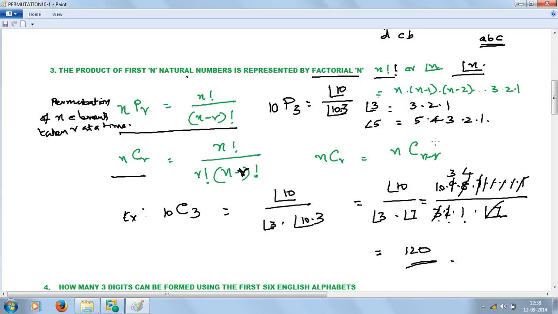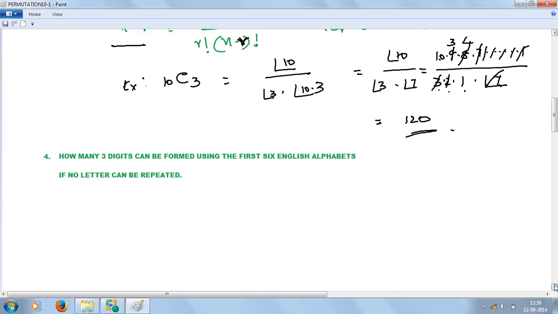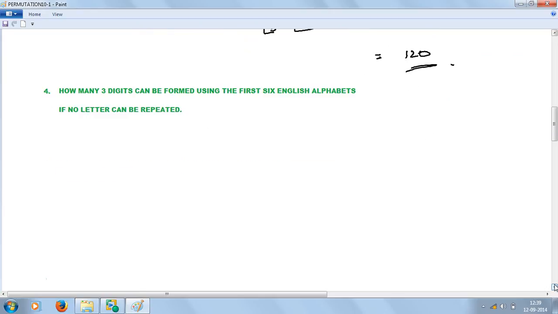So here you should know the concept of representing the first n natural numbers, factorial n. These three concepts are extensively used in permutation and combination. So we will do some more problems. We'll come back to the theory again, so that we will understand it easily. Actually, one or two problems we'll simply do to understand.